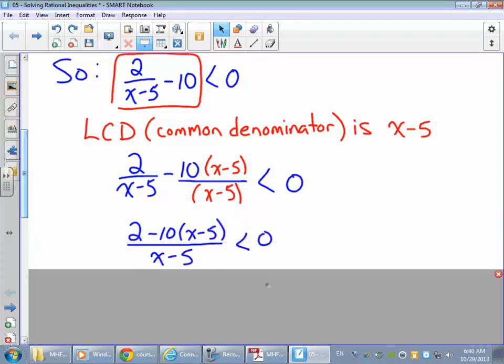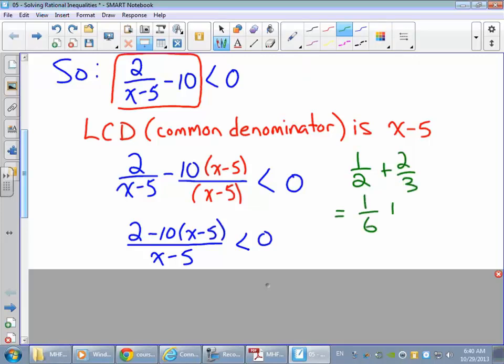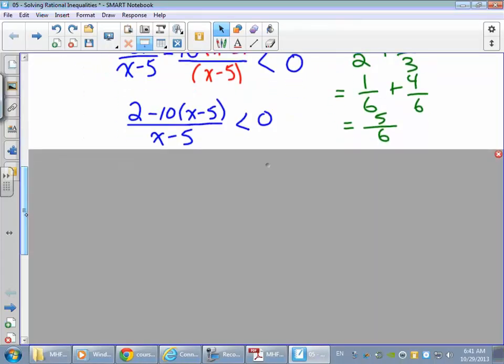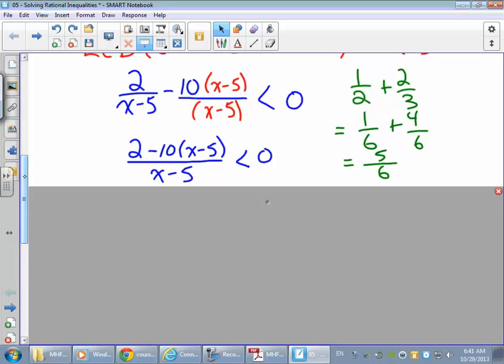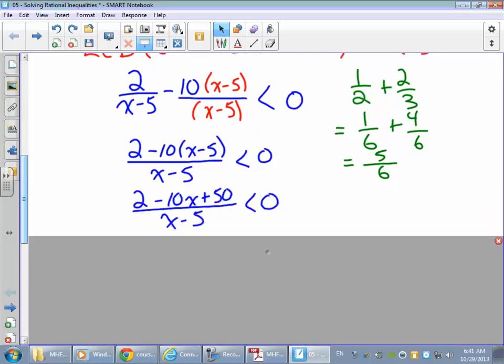Once we have a common denominator, of course we can just write it as a single fraction. That's the idea of fractions. If I have 1/2 plus 2/3, once I write it as 3/6 and 4/6, the common denominator allows me to add the top and leave the bottom alone. So doing the same thing here, the common denominator is the x minus 5 now. I can write it as a single fraction, and now I'm just going to go about solving things.